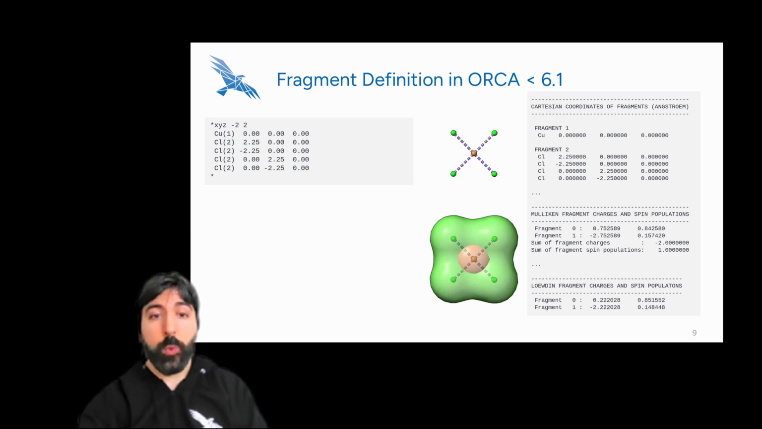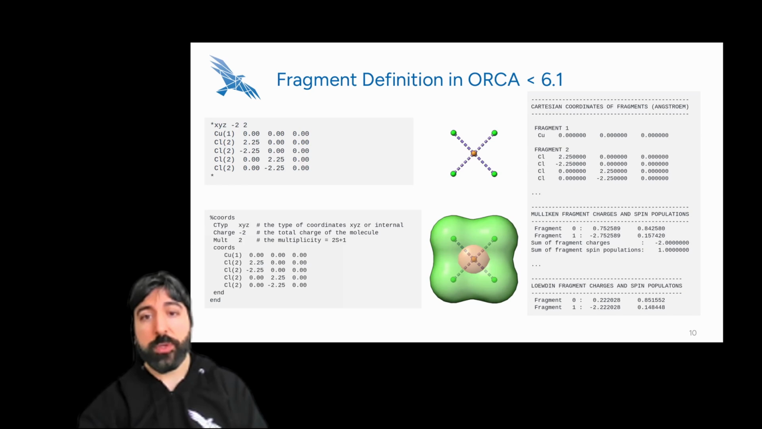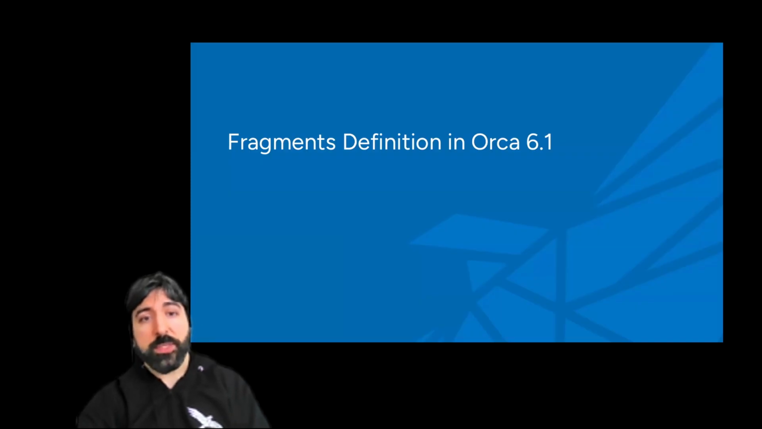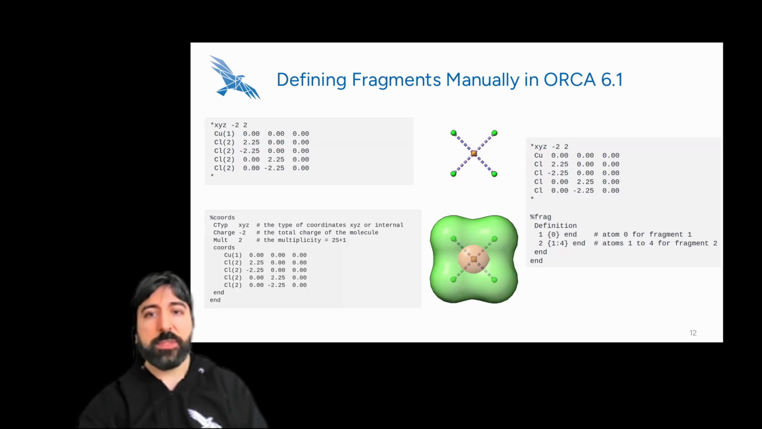A completely equivalent method was to use a coordinate block, again specifying the fragment numbers between round brackets next to the atomic symbol. Note that these two methods require you to define the geometry of your system in the ORCA input file. So, in ORCA 6.1, we introduce a new fragment block that simplifies fragment definitions.